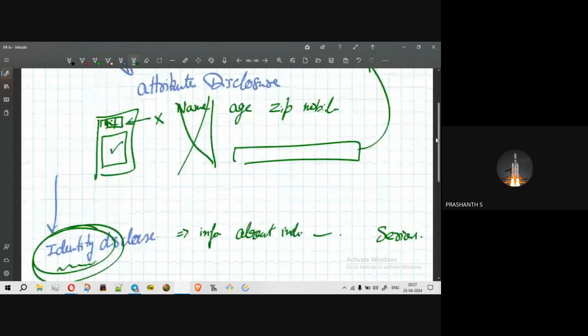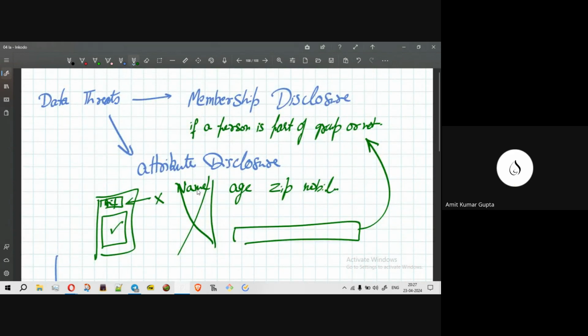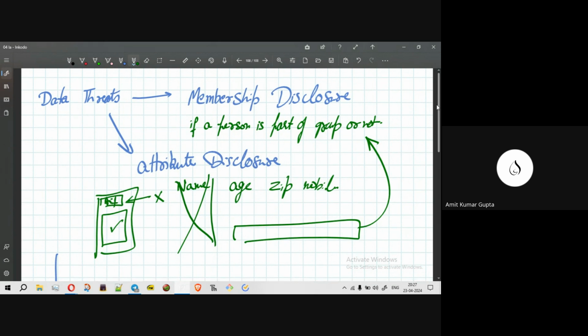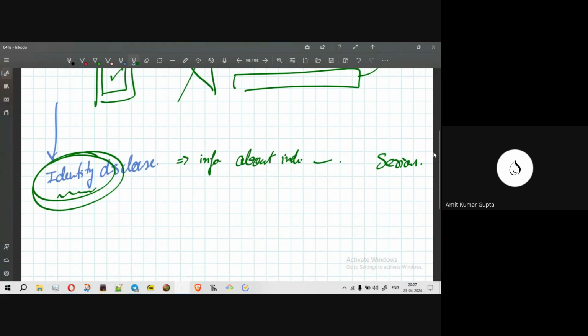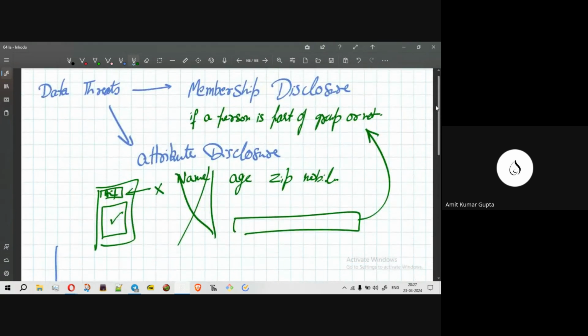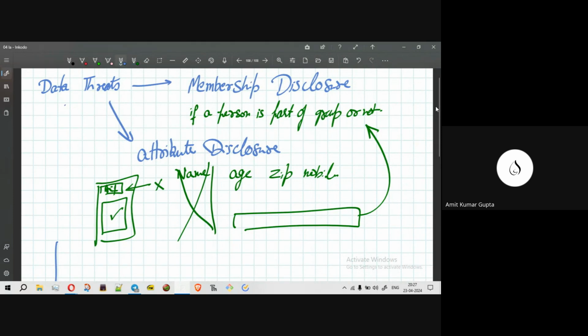Password also, right? The identity. I think password belongs to attribute, because if you don't know which account or which person this password belongs to, then you cannot use it. Maybe I can tell you a string of numbers, let's say 1234, but you don't know what it is. It may be the password of my mobile phone, my laptop, or my ATM card. So I don't think password belongs to identity disclosure.